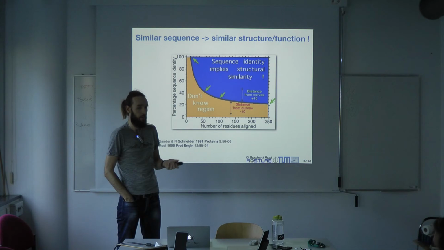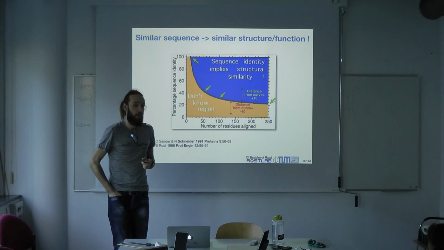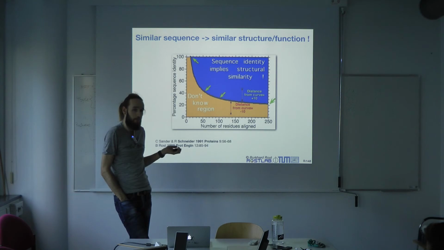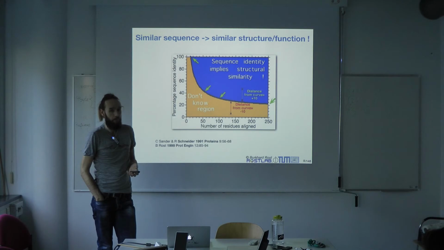So the idea is that any alignment where the point falls above the curve, we are really sure that they have a similar structure, and as they have a similar structure, we also assume they have a similar function. They may also have a similar structure and function down here, but here it's harder to tell because the sequence identity is so low that we don't know. So there are some below as well, but for the ones that are above, we are sure that they are definitely similar. That's the basic idea here.